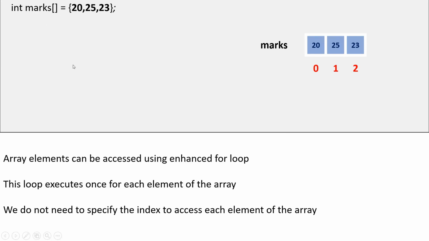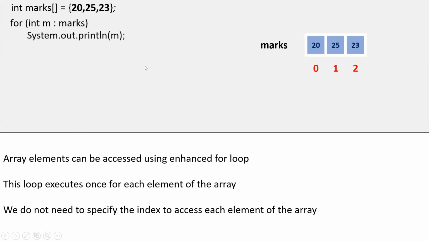Now, using the enhanced for loop, the way we write it is we just write the keyword for and we say for each m in the array marks. The way we read it is, what is the data type of marks? Data type of marks is int. So we'll say for int m colon marks. Okay, what does it say? This loop will automatically execute once for each element of the array.